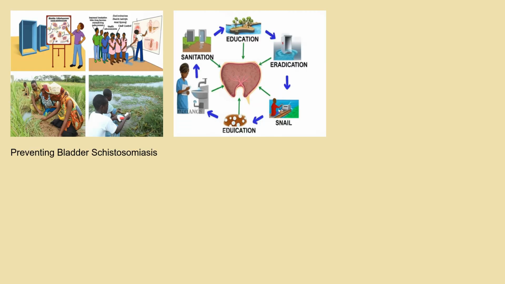Preventing bladder schistosomiasis relies on a multi-pronged approach. Improving sanitation and providing access to clean water are crucial to reduce exposure to contaminated water. Health education programs that teach people about the disease and how to avoid infection are also vital. Mass drug administration programs using praziquantel can help to reduce the parasite load in affected communities. Snail control measures, such as the use of molluscicides in water sources, can also play a role in interrupting the parasite's life cycle.